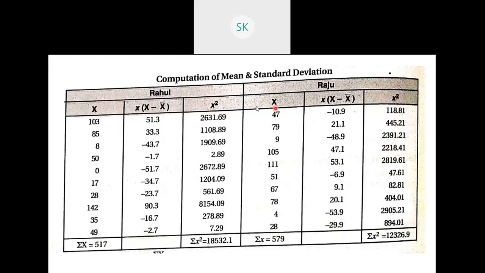So here for Raju, we were solving with 57.9 as the arithmetic mean. So 47 minus 57.9 will give you minus 10.9. Then likewise we are going to calculate for everybody. For all of them we will be calculating the deviation x minus x bar. Now after this, the next step is squaring this column completely. So each number you have to multiply by itself to get the x square value.